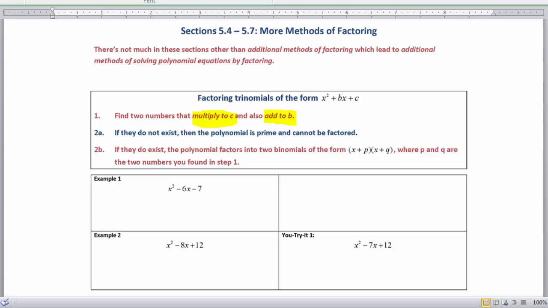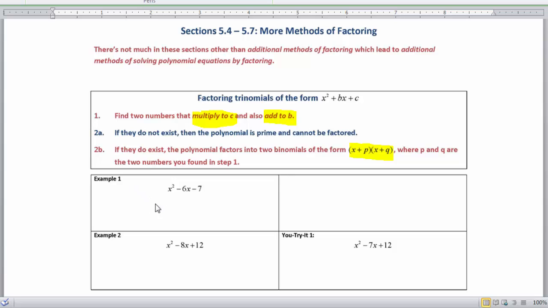But if they do exist, then you just end up getting two binomials of the form x plus p times x plus q, where p and q are the two numbers that you just found, that multiplied to c and added to b. And of course, p and q could be negative, so the signs between the x and the p and the x and the q could be negative signs. So these are pretty straightforward, so we'll do these first examples.